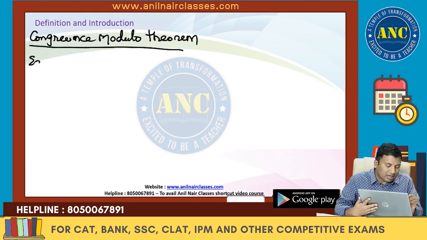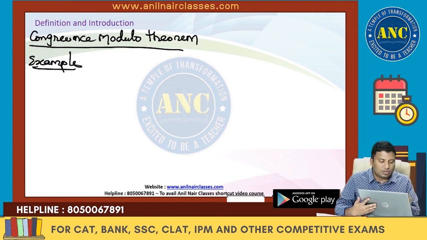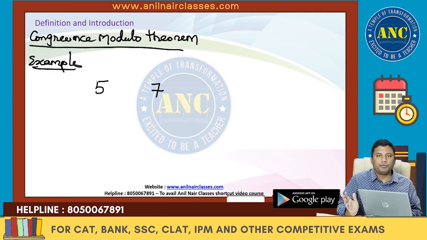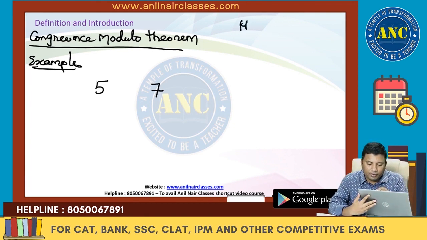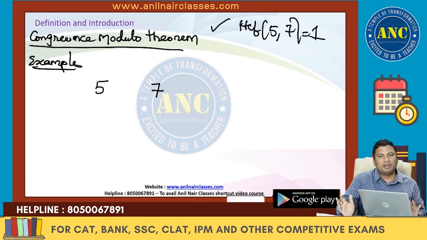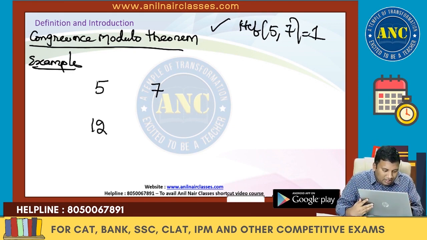First I will take an example, then I will write the point. Suppose there are two natural numbers 5 and 7. Hypothetically, let us assume that there are two numbers 5 and 7. 5 and 7 are co-prime to each other. Co-prime numbers HCF is 1. First point: HCF of 5 and 7 is 1. Suppose I add these two numbers. 5 plus 7 is 12.